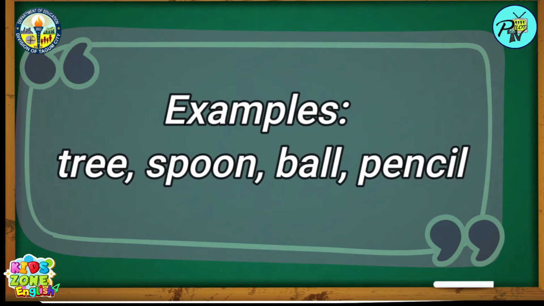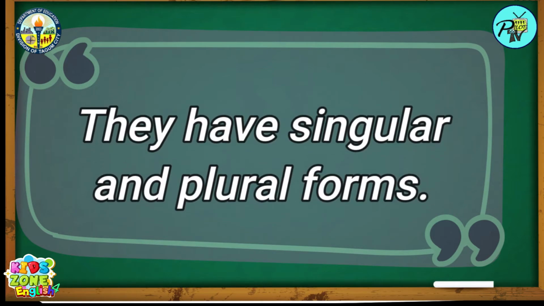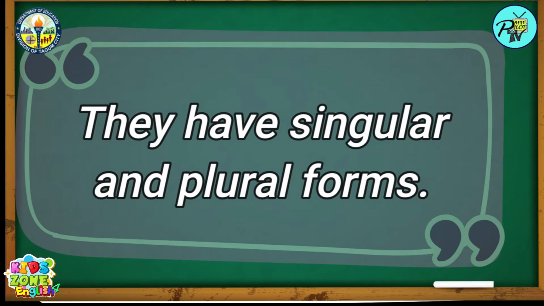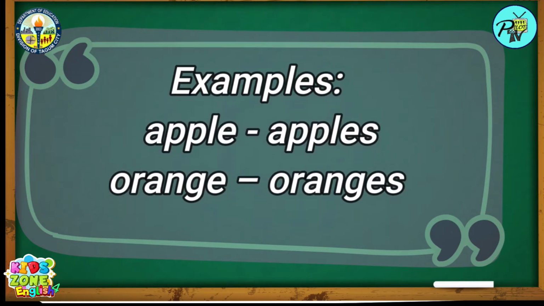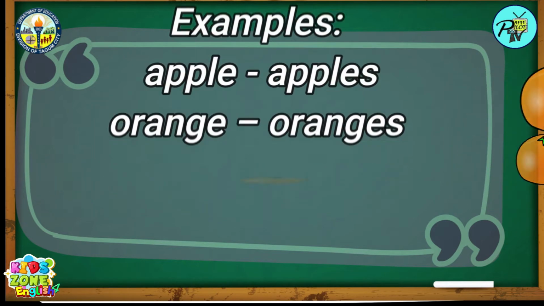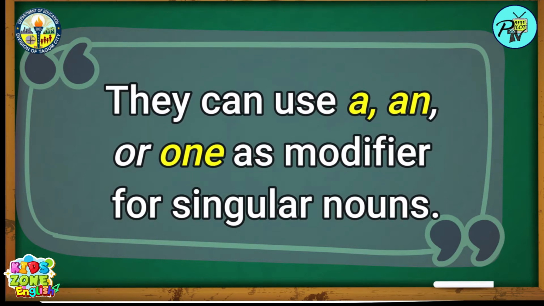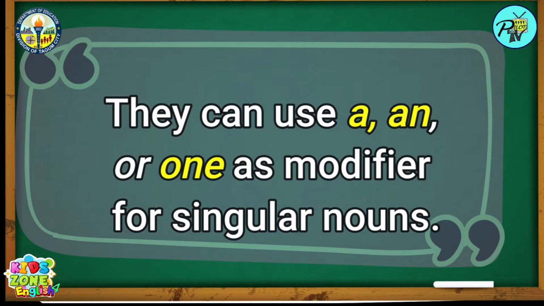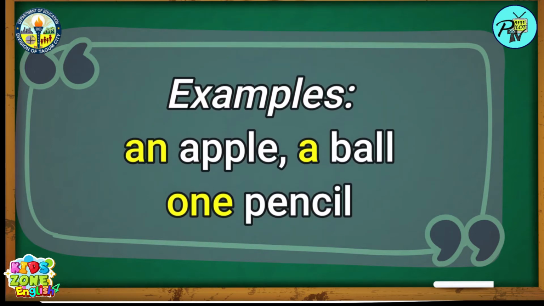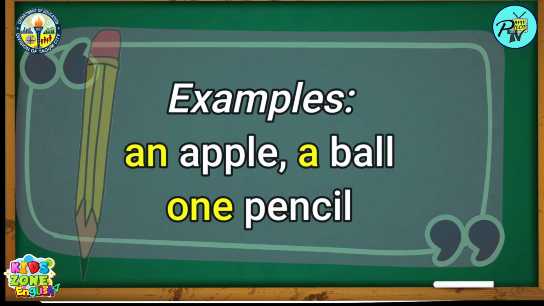Count nouns are nouns that can be quantified or counted with a number. Examples: tree, spoon, ball, pencil. They have singular and plural forms. Examples: apple, apples, orange, oranges. They can use a, an, or one as modifier for singular nouns. Examples: an apple, a ball, one pencil.